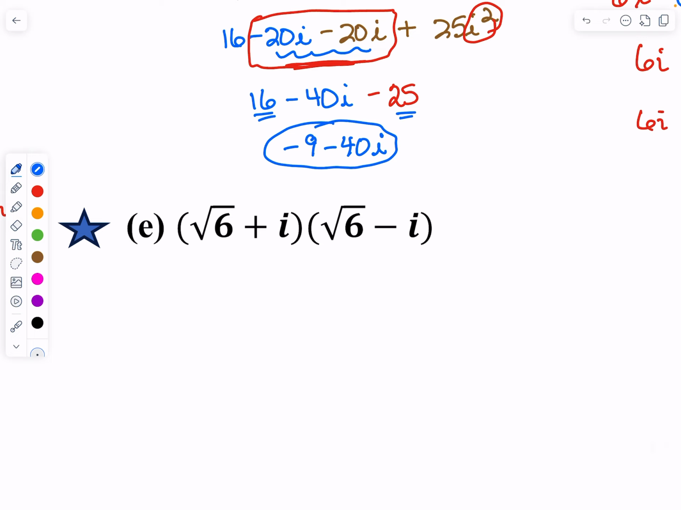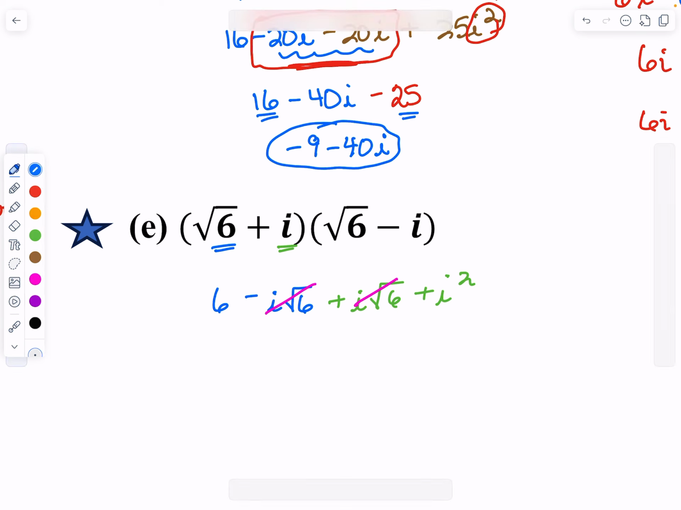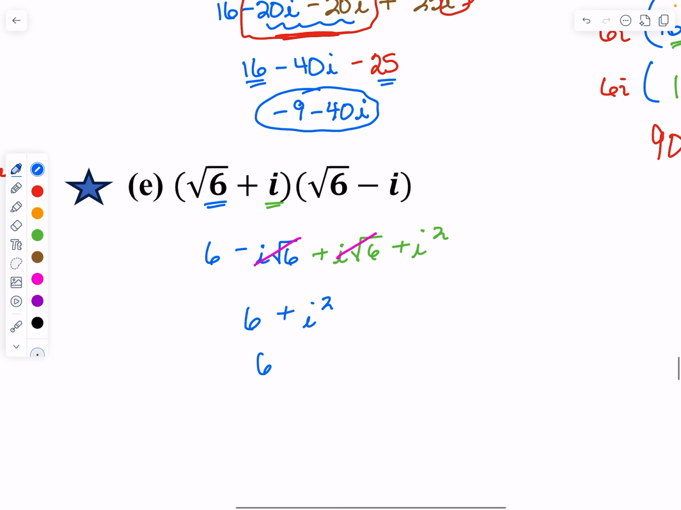This one's exactly the same as the others, except I'm starting with a square root of something. So the square root of 6 times the square root of 6 is just going to give me 6, and then I'll get i square roots of 6 when I finish distributing it. Then I'm going to distribute my i, so that's plus i square roots of 6. And then plus an i squared. Notice that my middles cancel again, and that's because it was a difference of squares. And I wind up with a 6 plus i squared, and my i squared is just a -1.